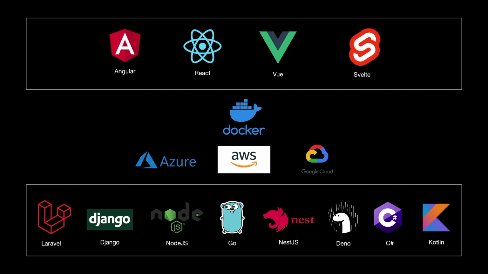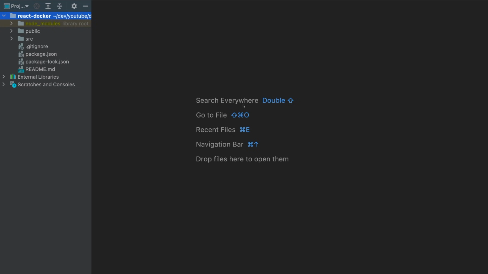The result will be the same for all the apps. So check the timestamps of this video to select your favorite language or framework and then select your favorite deployment platform. So let's start deploying these apps. In this video, we will create a production container for this React app and we will deploy it to Google Cloud, AWS, and Azure. So let's start.